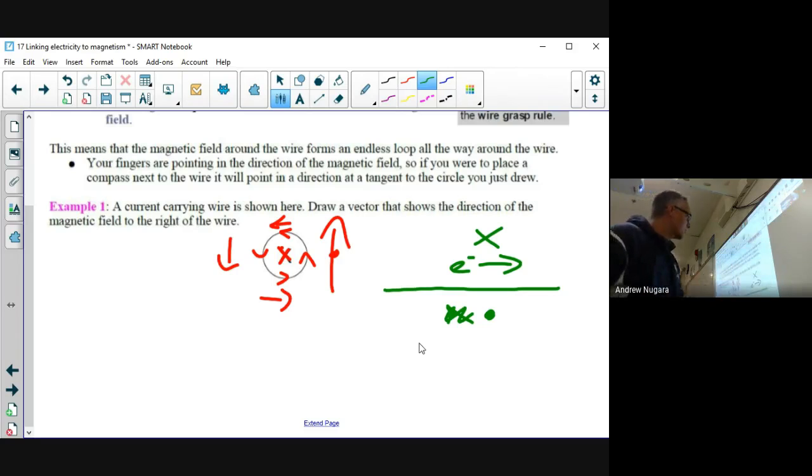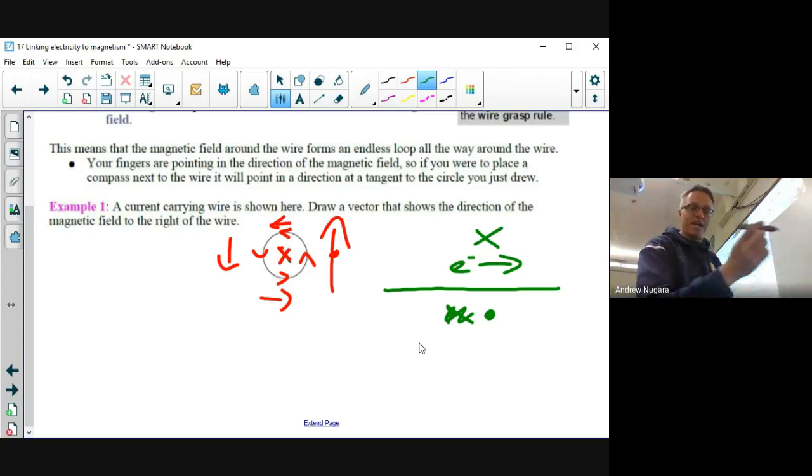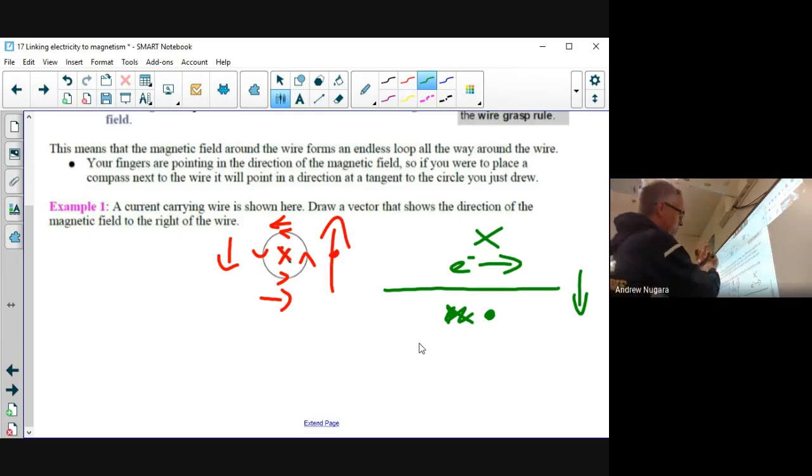Okay, what is the direction of the magnetic field behind the wire? Down. Behind the wire is down. What about in front of the wire? In front of the wire looks like this. So it's up.